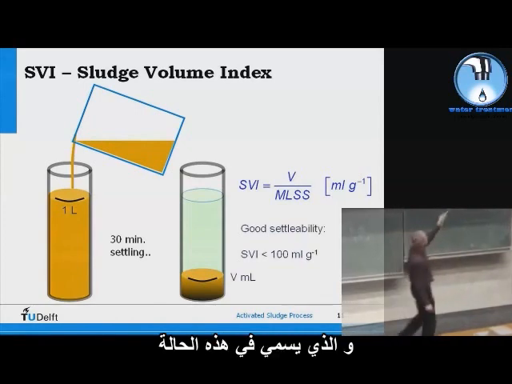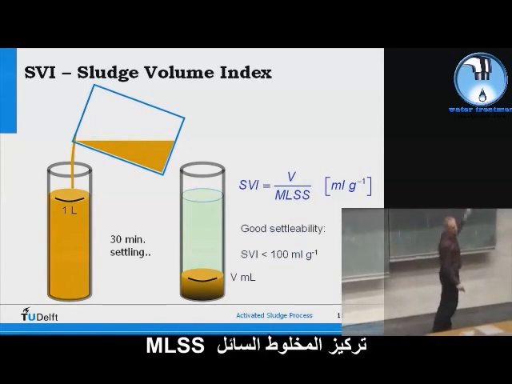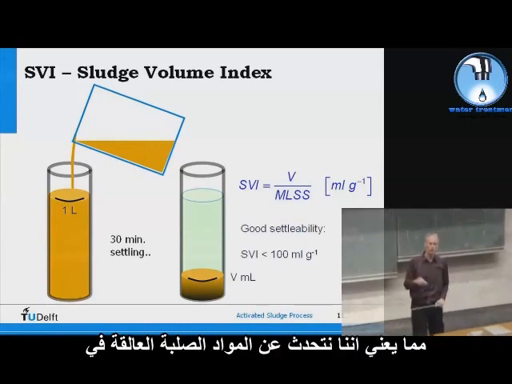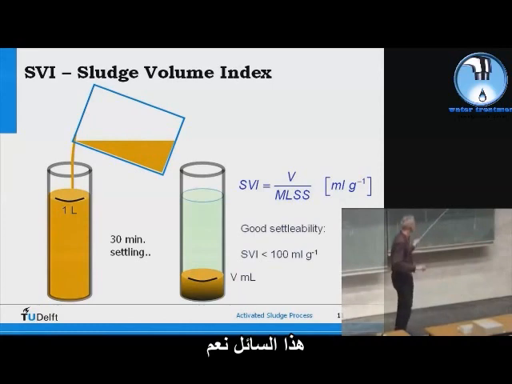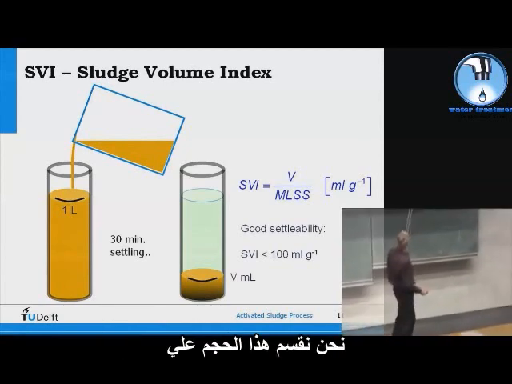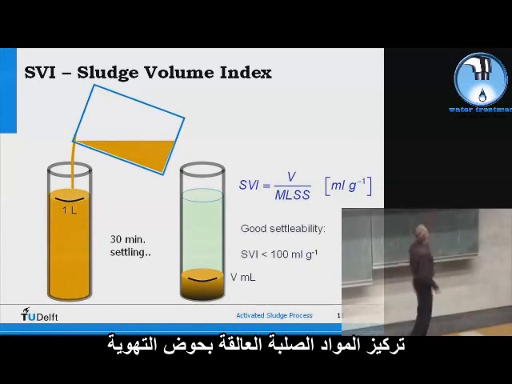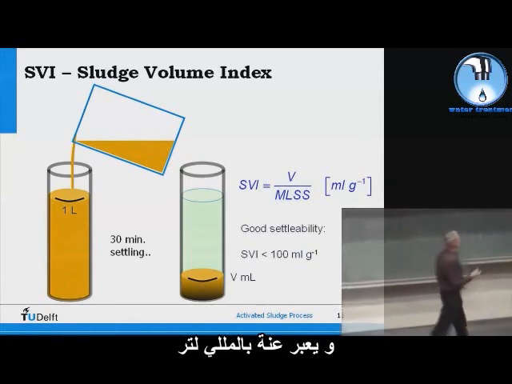And in this case it's called mixed liquor suspended solids, which means that we talk about the suspended solids in the mixed liquor. And the mixed liquor, that is this content of the aeration tank. So in fact, again, we just divide this volume by the concentration of sludge in the tank. And then we obtain the sludge volume index.